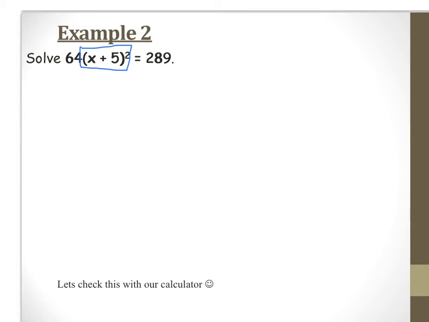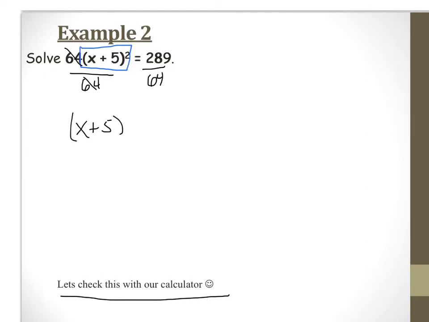So in order to do that, we're going to divide both sides by 64. And as you can see, we're going to try this without a calculator. So the 64's cancel out. The reason I'm thinking let's try this without a calculator is we see the 64 on the bottom. We know that that's a perfect square. You may not be so sure about that 289. Okay? So what possibly is the square root of 289?